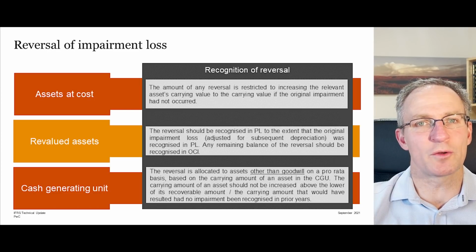The reversal should be recognised in the current year's profit or loss for assets accounted for under the cost model. The reversal of an impairment loss for a revalued asset should be recognised in profit or loss to the extent that the original impairment loss, adjusted for subsequent depreciation, was recognised in profit or loss. Any remaining balance of the reversal should be recognised in other comprehensive income.